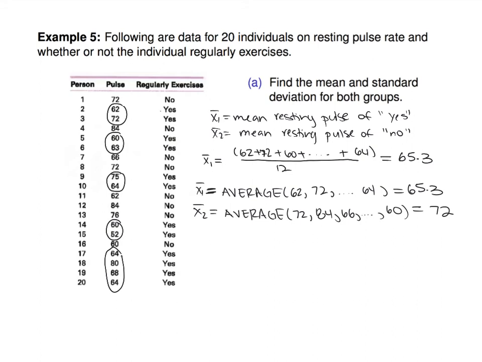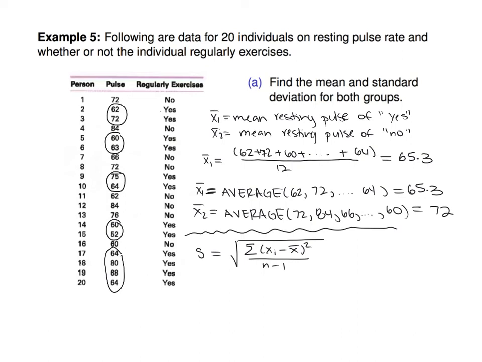Because the really useful thing to use technology for here is the standard deviation. Remember that to find the standard deviation, S, this is equal to the square root of the sum of your x value minus your mean, squared, divided by n minus 1. Which means for the first group, you'd have to do, say, 62 minus 65.3 squared plus 72 minus 65.3 squared, for all of those circled values. It's just going to get very tedious.